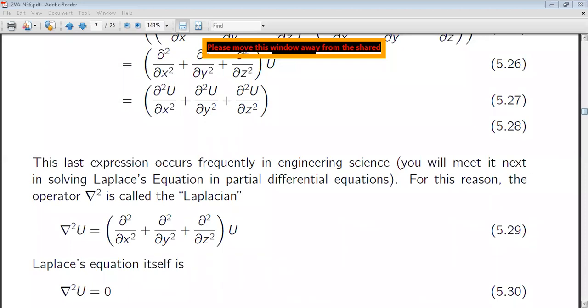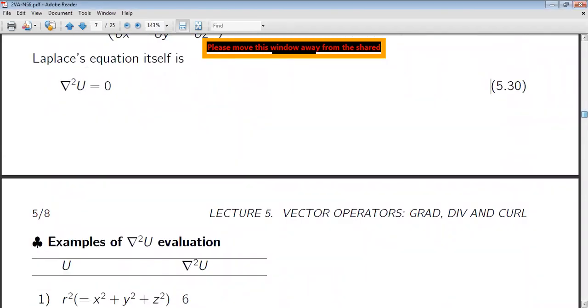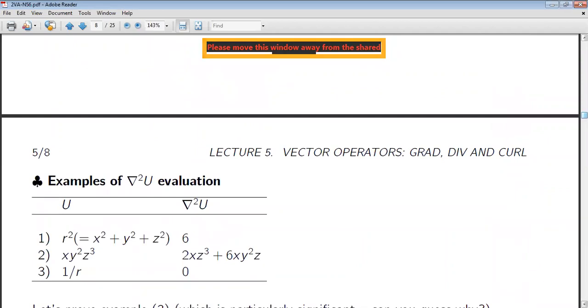Come to the next line. Okay, so examples of Nabla square u evaluation. What is written over here? You have to find Nabla square u. The values of Nabla square u are given in the right-hand side column, and the scalar point function u is given in the left-hand side column, 1, 2, 3.